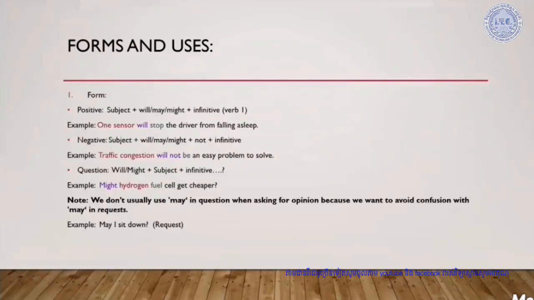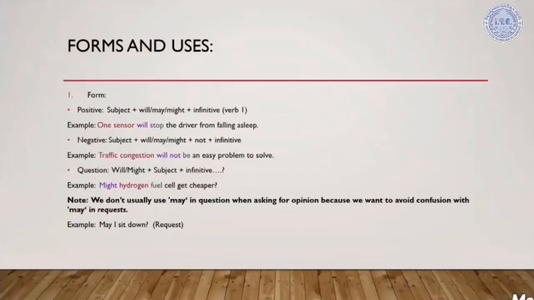So, as you can see in the video, I highlight different functions in the sentence. One sensor is the subject, will is the verb, and stop is the infinitive. In the example, you may notice that I only use the word will, but you can always replace it with may or might, and I will tell you the differences later, okay?